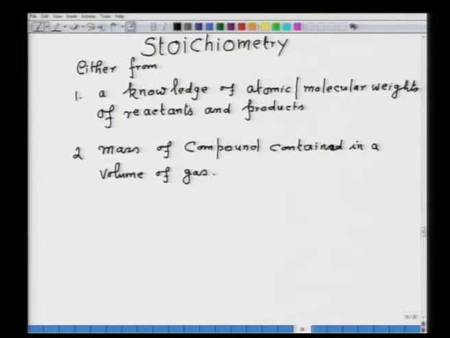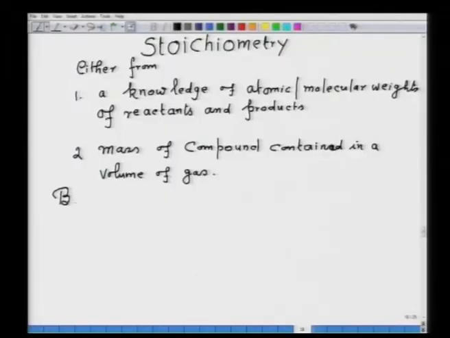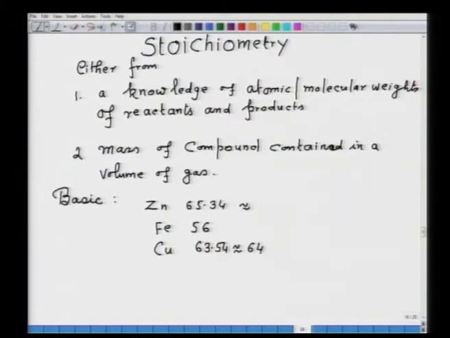Now, this stoichiometry can be used to develop other relationships also, as we see in the course of the lecture. Some of the basics, which probably you know already, I am giving here for the sake of completion of the lecture. Basic atomic masses: zinc is 65.34, you may use approximately 65 also. Iron, you can use 56, or to be more precise 55.85. Copper is 63.54, or you can use 64 also. Zinc you can use 65.